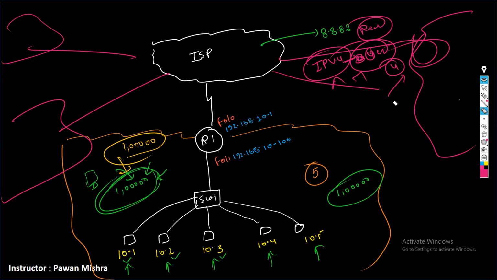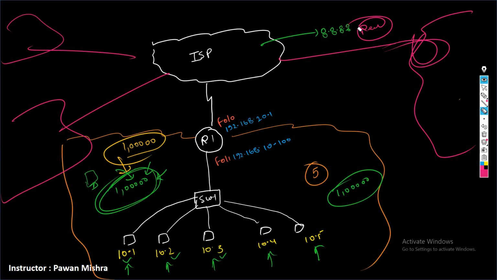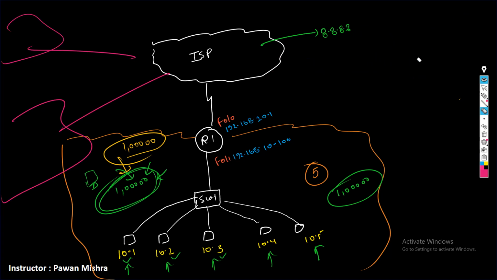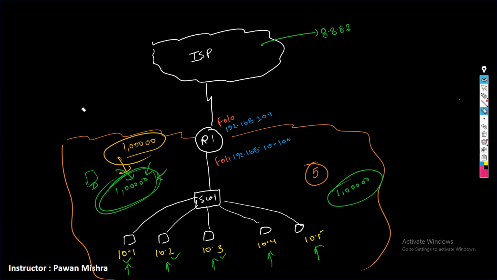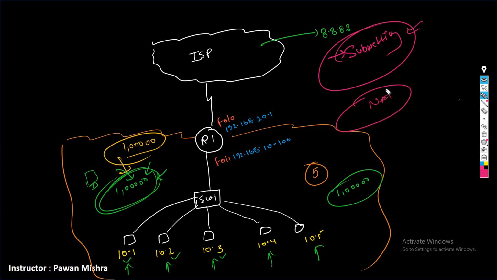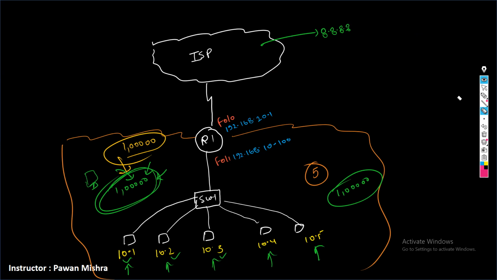Our IPv4 addresses are finishing, right? So how to save those IPv4 addresses? The first solution is what? Anyone know? The first solution is subnetting. Okay. And the second solution is what? NAT, network address translation. So the question is what?